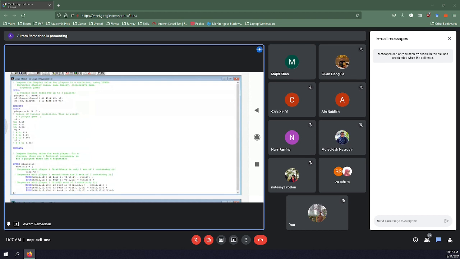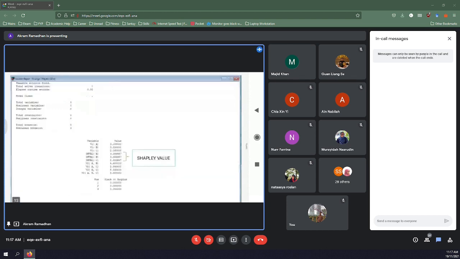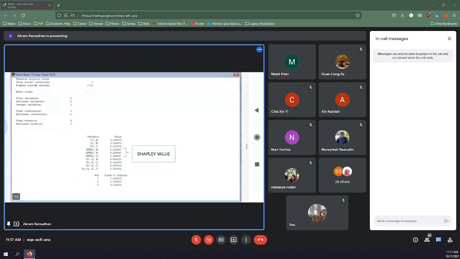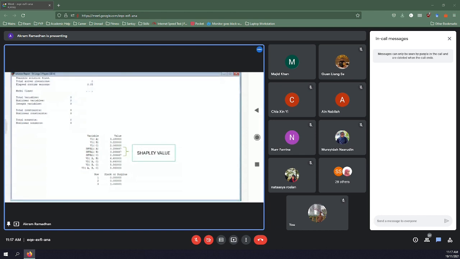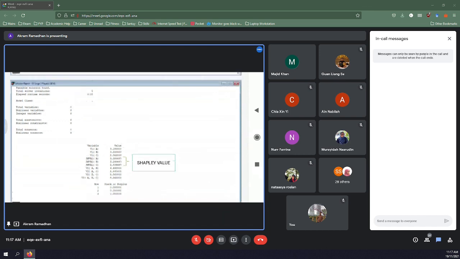Right, so this is the output of Lingo. Here, I highlight the Shapley value. The Shapley value for A is 3.286, for B 3.26, and for C 2.3. This is the answer that Lingo provides to us.